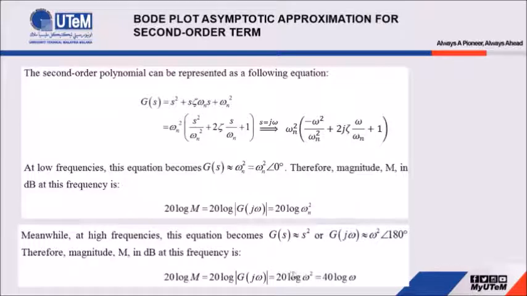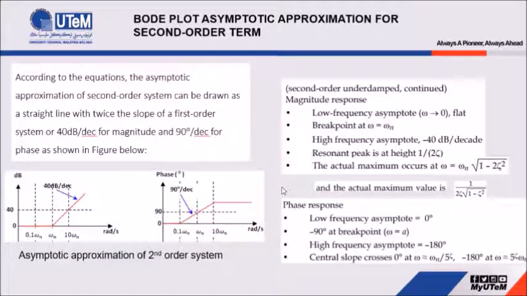So because this is log, when we have omega square, we can put this square in front of the log, so the equation becomes 40 log omega. According to these equations, the asymptotic approximation of a second order system can be drawn as a straight line with twice the slope of a first order system, or 40 dB per decade for magnitude and 90 degrees per decade for phase, as shown in this figure.